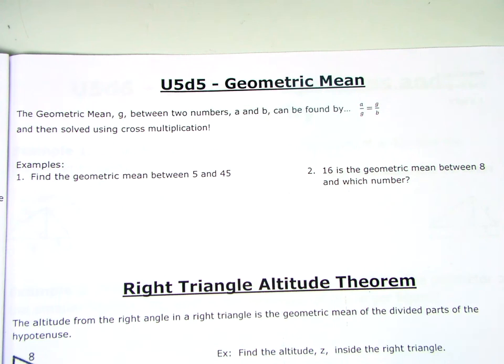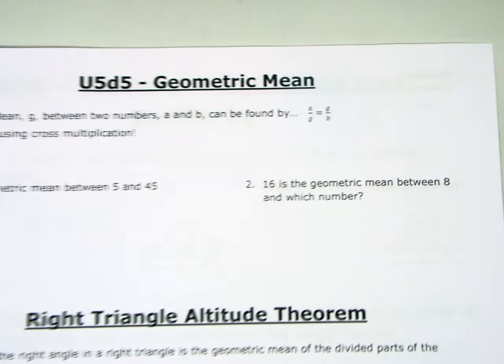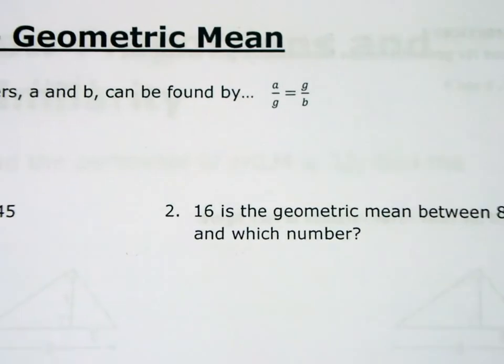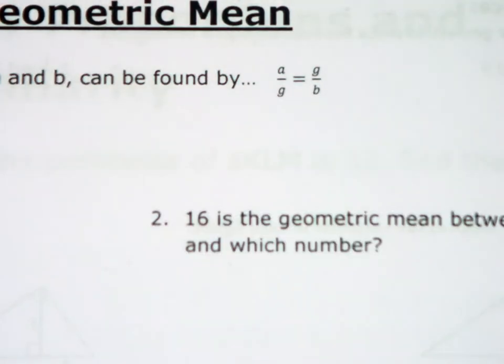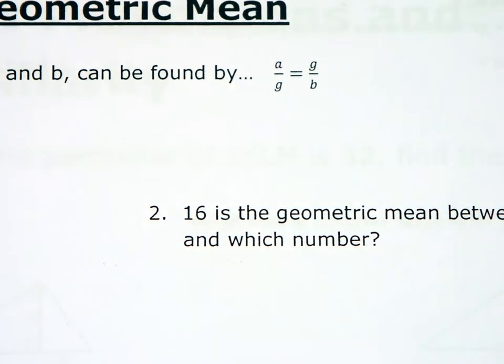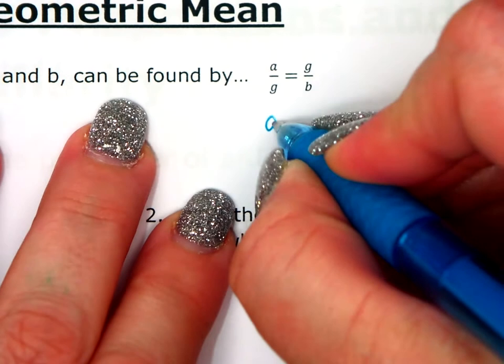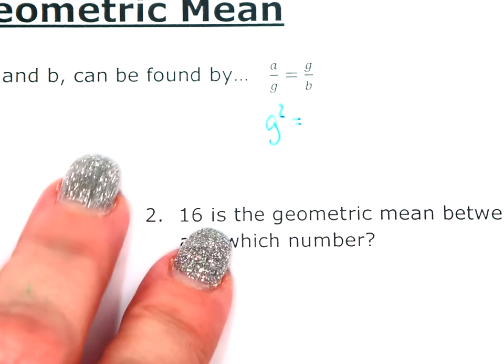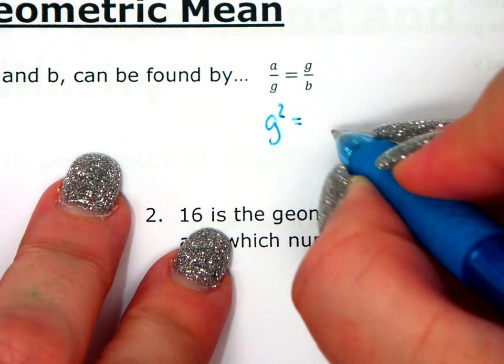For the geometric mean, we say G, the geometric mean between two numbers, A and B, those are my two numbers, can be found by setting up this little tiny proportion. Let me zoom in so you can see it. So the geometric mean between A and B. So we put A and B on the opposite corners of a proportion, and then the geometric mean goes in the remaining spaces. Okay? So if you want to solve this for G, what you would have to do is cross multiply, right? And you would do G times G and get G squared equals, and then you would do A times B.